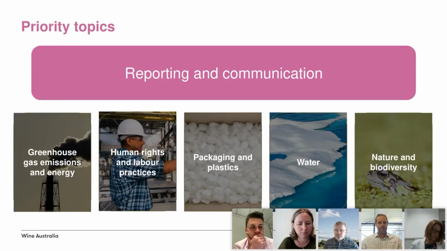Previously, I mentioned that I did some work looking at all the materiality assessments of major wine retailers across Australia and the world. These are not hidden. They're publicly available. You can Google them. They're found in most organisations' sustainability strategies. And essentially, there are 5 key topics that retailers are really interested in, and they are greenhouse gas emissions, human rights and labour practices, so making sure that those people employed by the grape and wine sector are ensuring that they have their human rights protected, packaging and plastics, water, and nature and biodiversity.